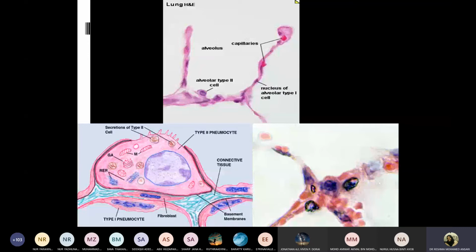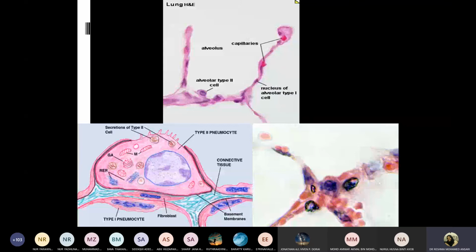In the above image, the type 1 cell looks totally flattened and it is near a capillary. You can see a type 2 cell which is a bit rounded because it has secretions in it. That's the difference. The size is different because it has a lot of pulmonary surfactant inside as vesicles. That's why it is a bit rounded.